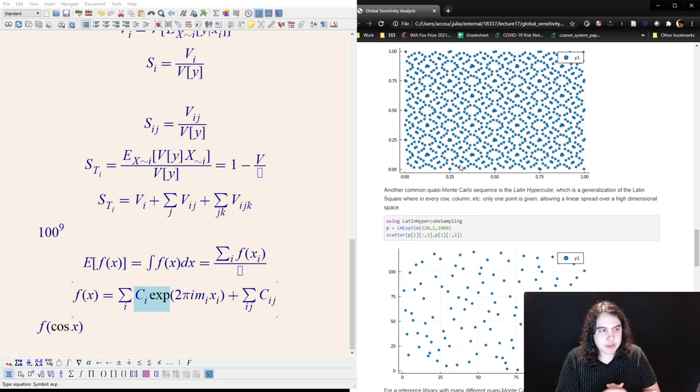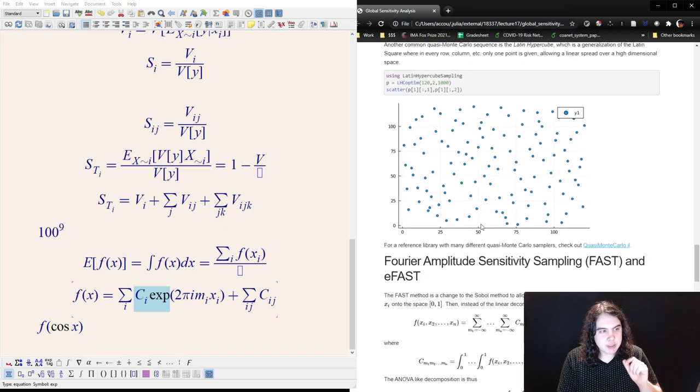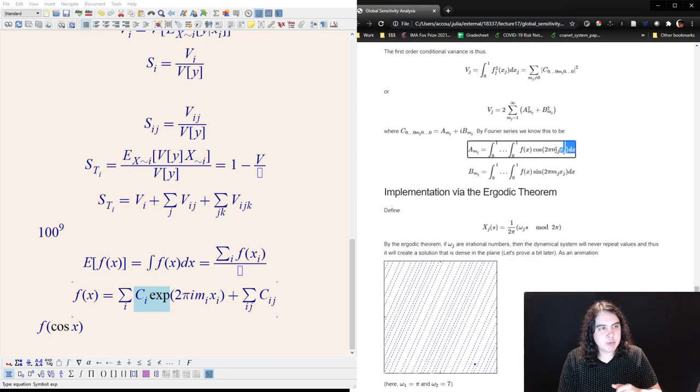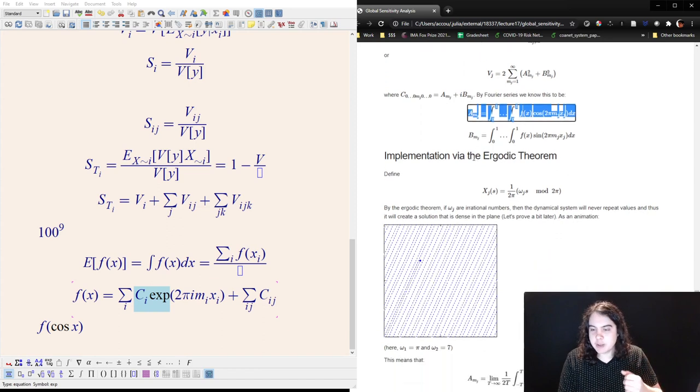Clenshaw-Curtis is exponential, right? So we don't want to be using these sampling techniques unless we need to, because they require so many more points to calculate the integral. So is there a way to calculate these integrals more effectively? This is where we can use the ergodic theorem.